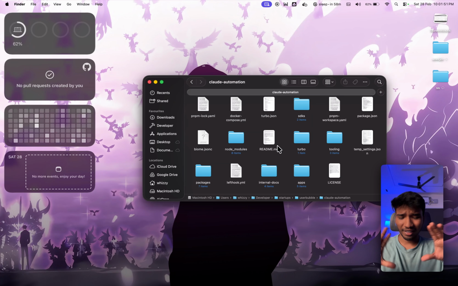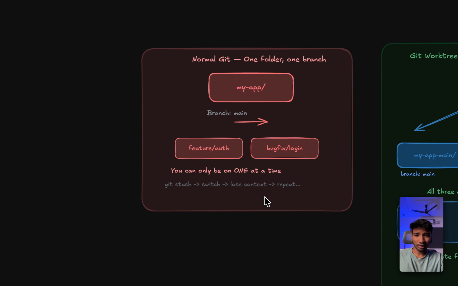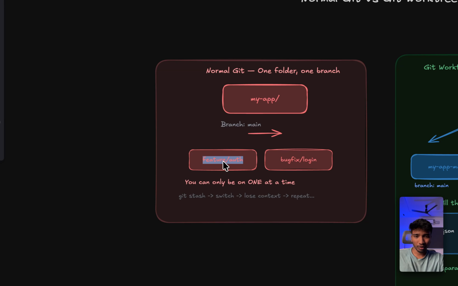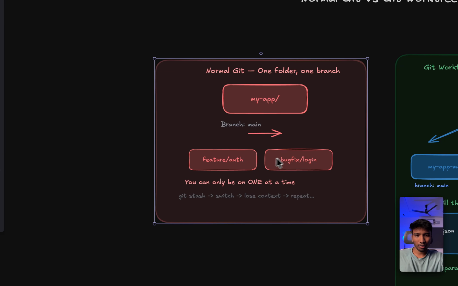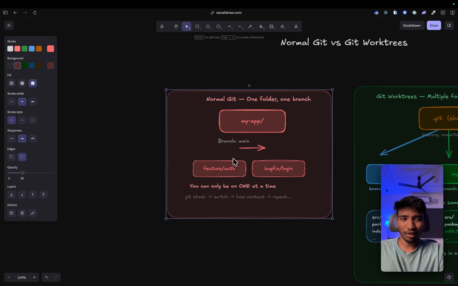The top-level idea is that if you keep working in two different folders, no conflict can happen. This is how normal repos work: you have your main app, you have this feature or auth branch, or this bug fix branch. If you want to switch from one branch to another, you commit or stash, and then switch, and then you lose context and you're trying to manage a lot of things at a single time, and it's painful.